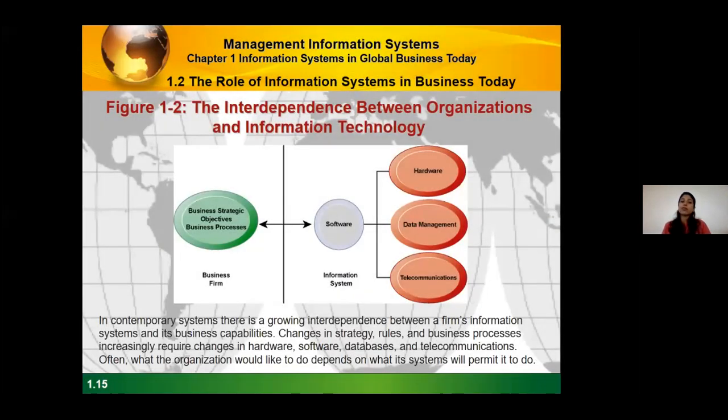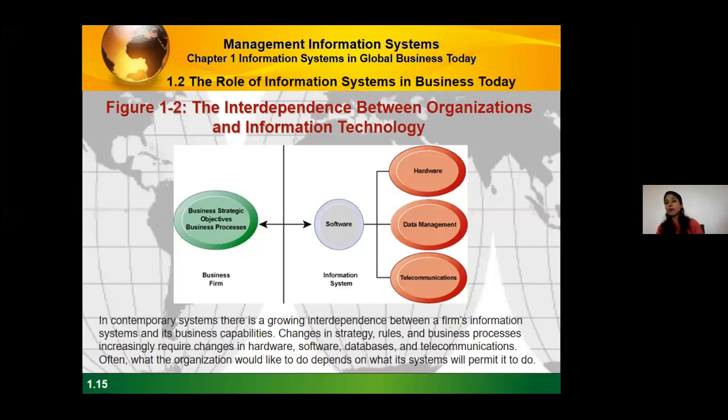Now, if we move to this figure 1.2, there we can clearly identify this relationship that exists between the organizations and information system, right? So the left side of this figure represents the business firms. So inside the business firm, we can see the strategic objectives and the business processes of the organization. And then in the right side, we can see the information system. So it represents these different components which create our information system. So there we have hardware, we have the software, data management, and telecommunications, right?